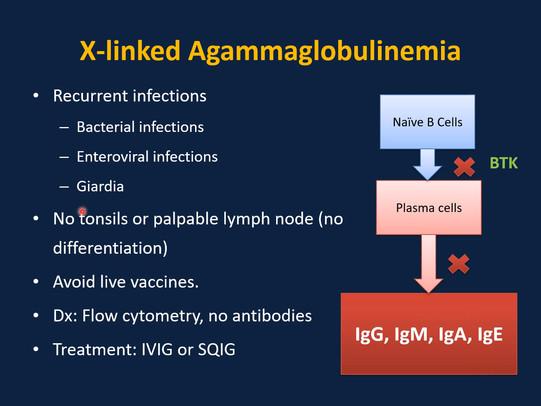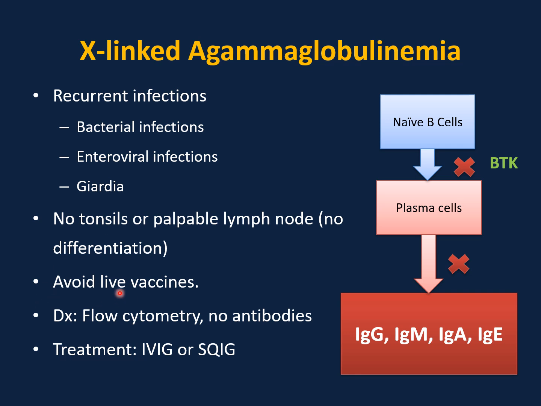Lack of IgA, recurrent infection with enteroviruses, and also lack of IgE, recurrent infection or chronic infection with Giardia. Lack of maturation will be no tonsils, no palpable lymph nodes. The lymph node is not working. There is no differentiation in the lymph nodes.